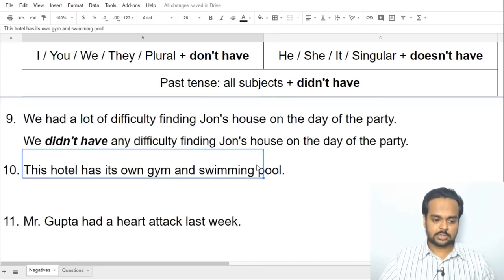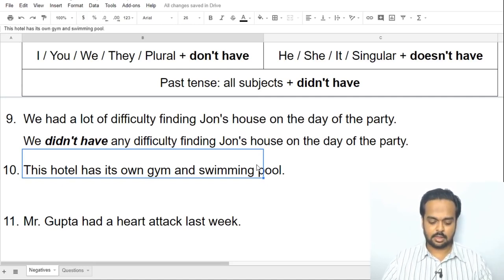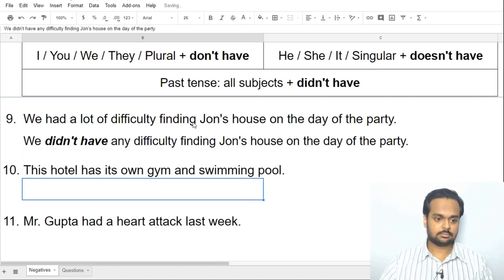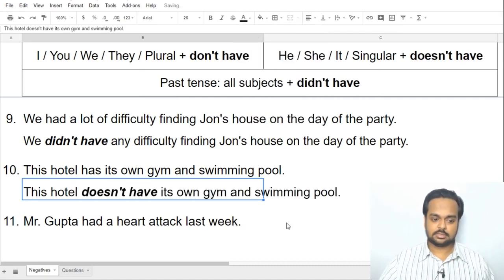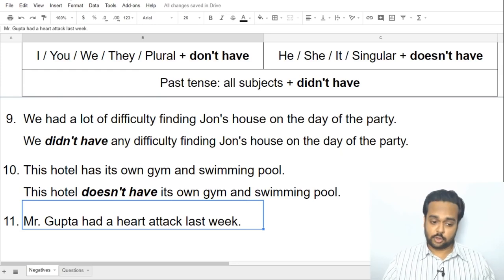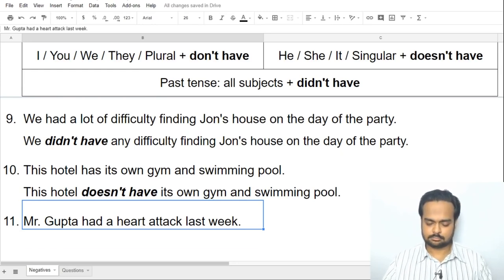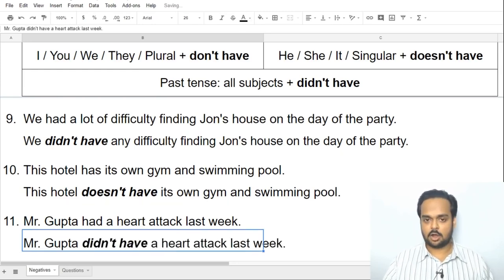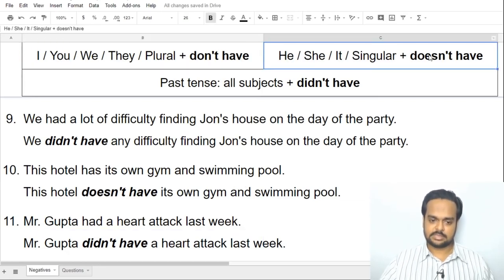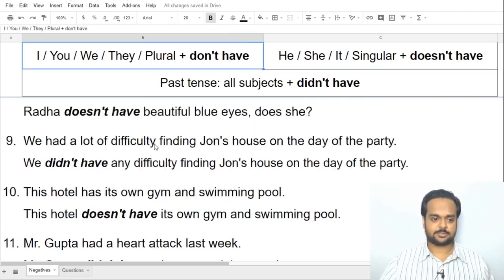Number 10, this hotel has its own gym and swimming pool. Negative, this hotel doesn't have its own gym and swimming pool. Mr. Gupta had a heart attack last week. Mr. Gupta didn't have a heart attack last week. That is the negative. So as you can see, negative forms of have are very easy. Don't have, doesn't have in the present tense, and didn't have in the past.